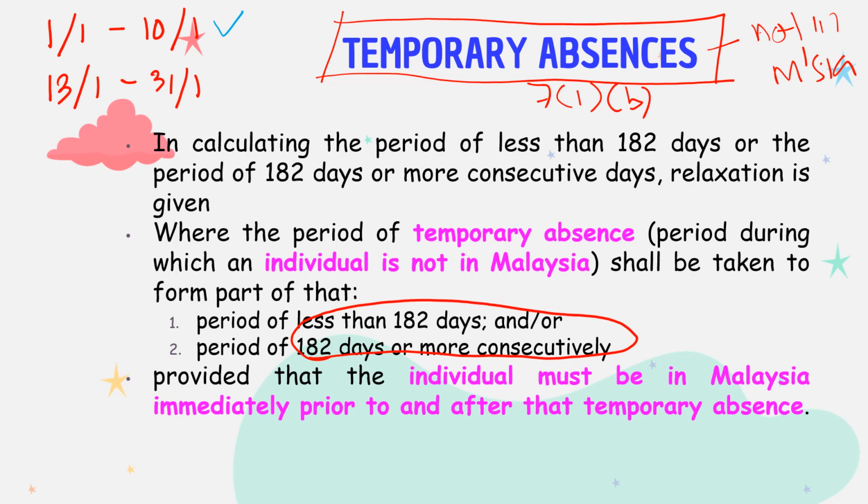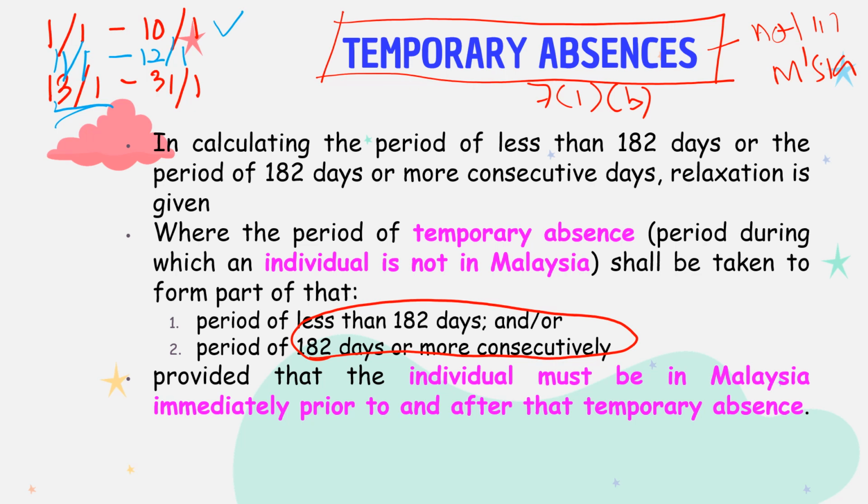Suppose after 10 January, our next date will be 11 January, right? And then suddenly here, we start with 13 January. So where is 11 January until 12 January? So these 2 days are missing, isn't it? That's why when the period is missing, you cannot say that the period of 182 days is consecutive. But under B, we try to get the period consecutive. That's why we can apply the concept of temporary absent.